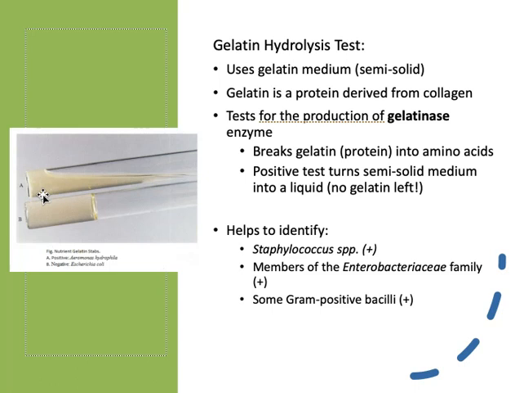This gelatin hydrolysis test is going to help us to identify different types of bacteria that are known to be gelatinase positive. Staphylococcus species, for example, members of that Enterobacteriaceae family that we mentioned earlier, they are going to be positive for the production of gelatinase. And some of the gram-positive bacilli will also produce a positive result.